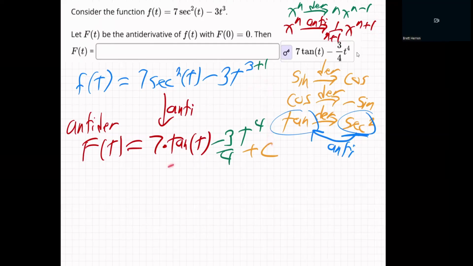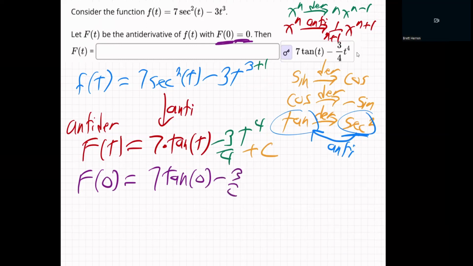Now, we have this, but now we have to determine the constant. Well, how do we do that? They tell us that F of 0 is 0. So if I plug in 0 for t, I get 7 tangent of 0 minus 3/4 times 0 to the fourth plus a constant, and they tell us that equals 0, right?